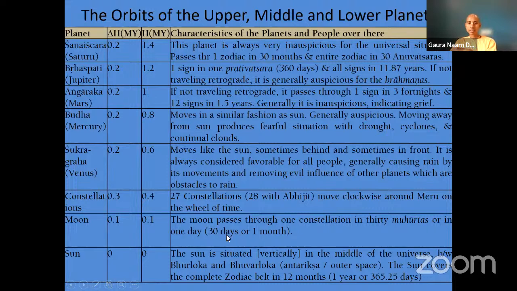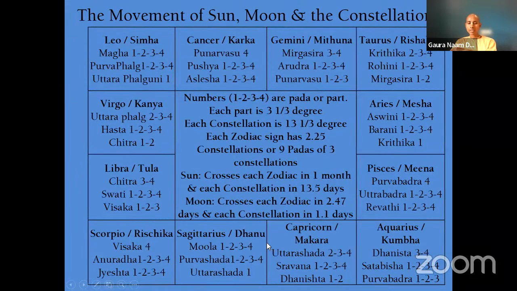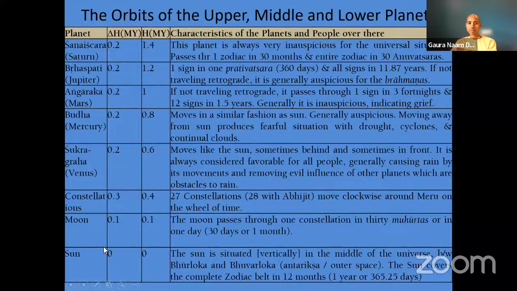Within 30 days it will complete one round, that is the moon. So when we see the moon, within 30 days it will complete. Within 3 days it crosses one particular Rashi and enters into another Rashi. And within 30 days it completes the whole cycle because the moon speed is less. So that is the description that is given. The moon passes through one constellation in 30 muhurtas, or in one day. So this is the moon movement.